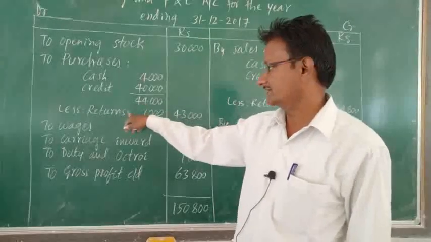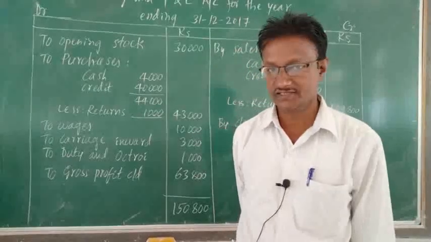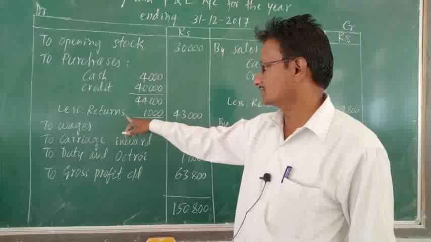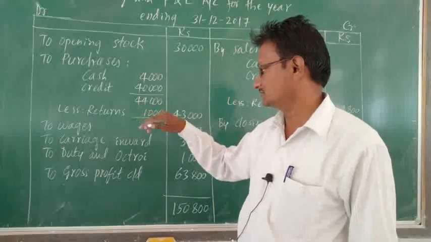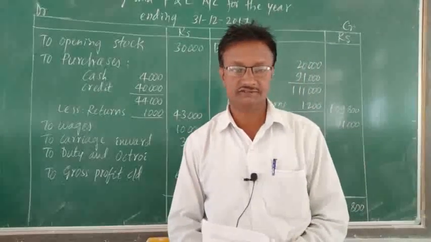and deduct returns outwards, that is purchase returns. It is also given in the problem in other information. So returns outwards is 1,000 and the net purchase is 43,000.